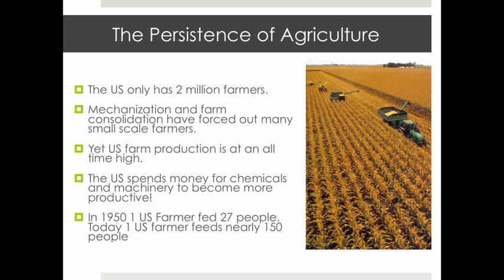And the reason why we have few farmers is because we've replaced them with machinery and we've become much more productive. We found a way to use fewer people to make more food. Our farm production is at an all-time high, even though our farmers are decreasing all the time. We spend money on chemicals and machinery to do that. In 1950, one farmer would feed 27 people, and today that same farmer feeds about 150 people. So that's a good example of how productive we are, and would be a good example of intensive farming.